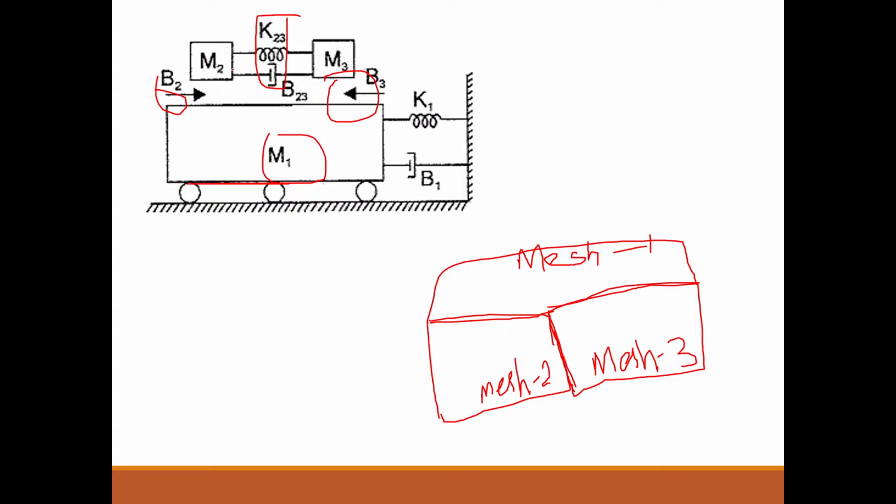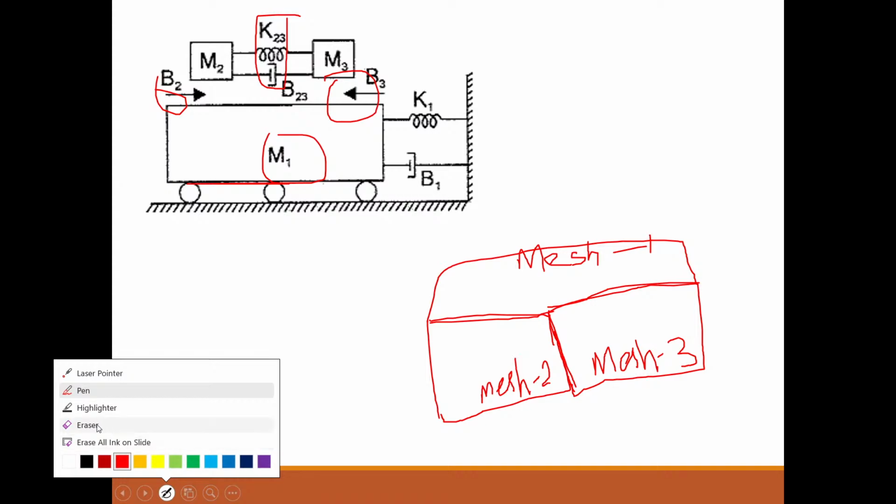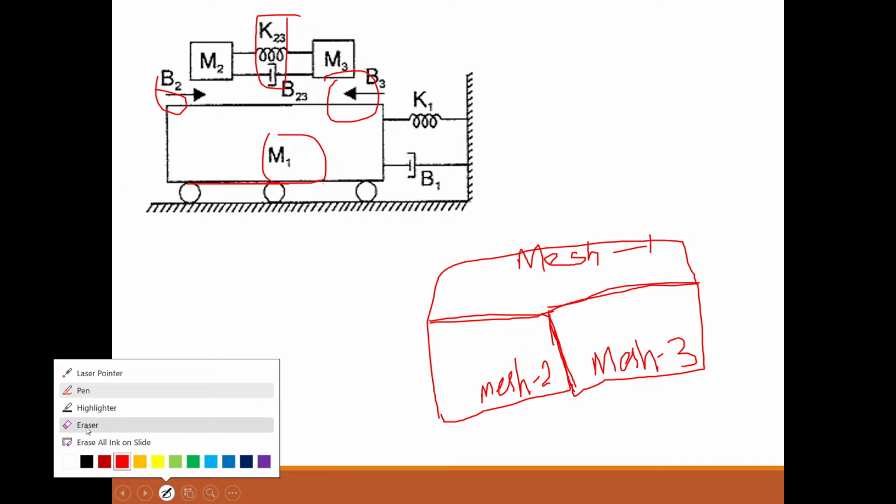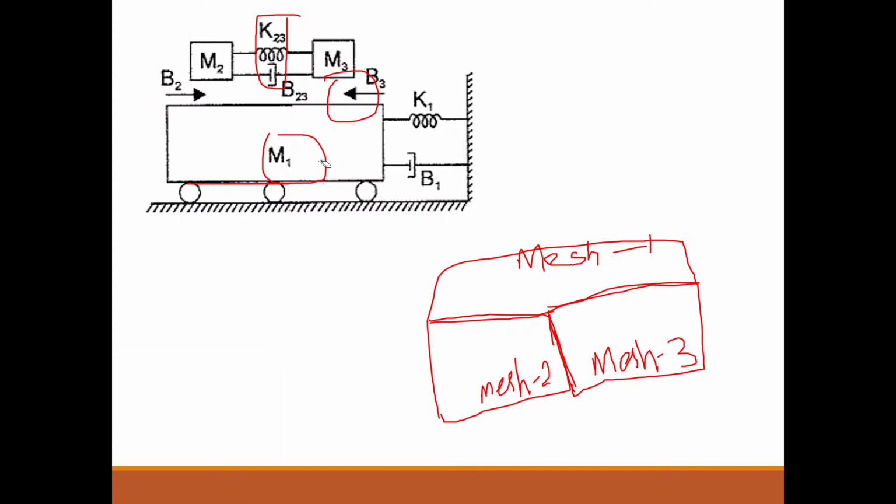So let us consider M2 and M3. I will take an eraser and erase all this. In between M2 and M3, in our electrical system, in between mesh 2 and mesh 3, you can say there are two elements. What are those? K23. K23 means 1 by C23. B23 means R23.